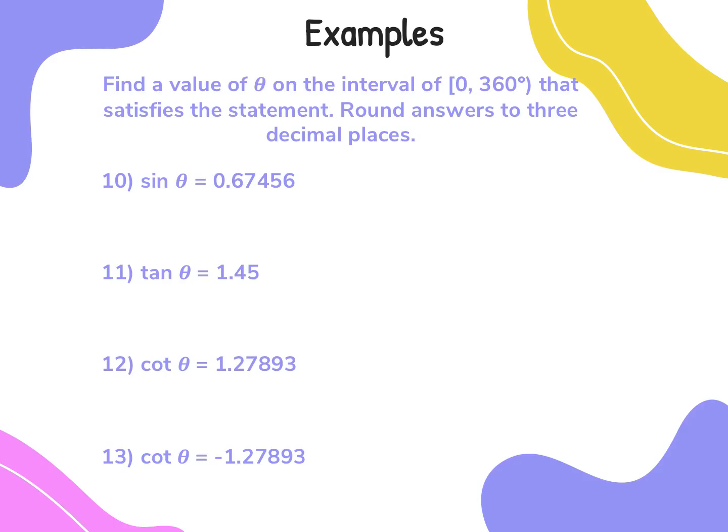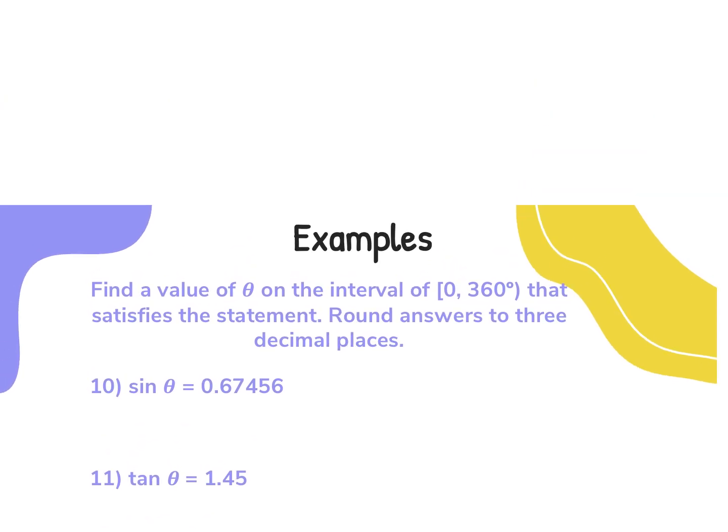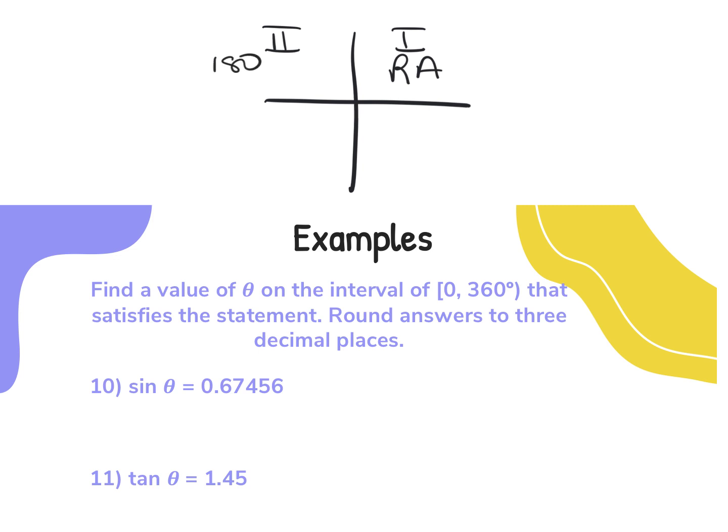Okay, so for this, let's go ahead and set up our quadrants here. So remember, quadrant 1, this is where our reference angle is going to be located. To find the measure of the angle, or theta, in quadrant 2, we're going to take 180 and subtract the reference angle we get from our calculator. In quadrant 3, we're going to do 180 plus the reference angle. And in quadrant 4, this is going to be 360 minus the reference angle from quadrant 1.